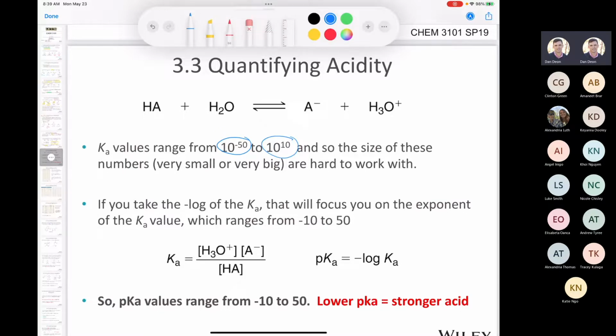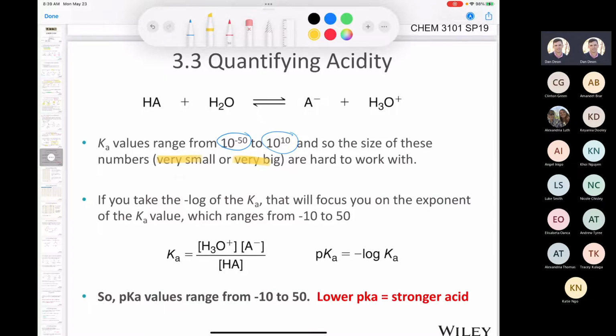If I had to do 0.000000 49 times or something, I would lose track. And so when we have numbers that are very small or very big, they're hard to work with. What do we do to alleviate some of that pressure or some of that stress? Instead of using Ka values, which can have such huge numbers, we use pKa values.